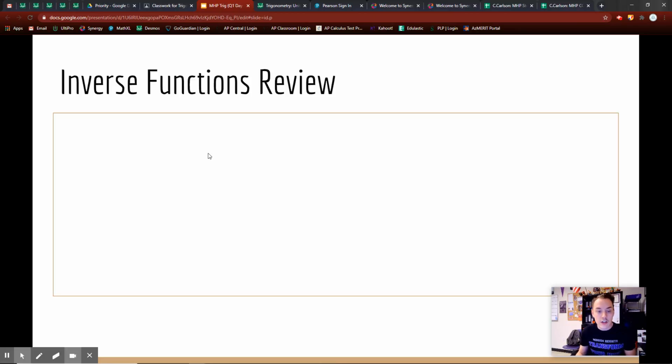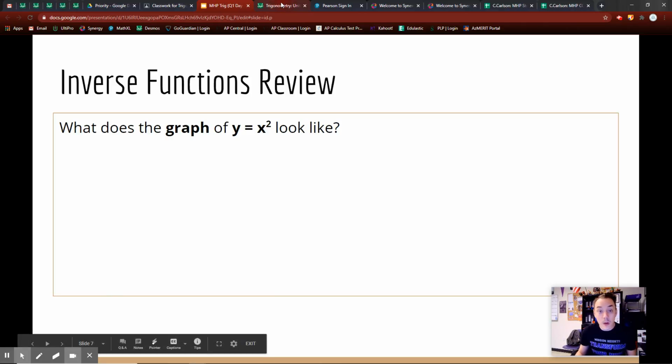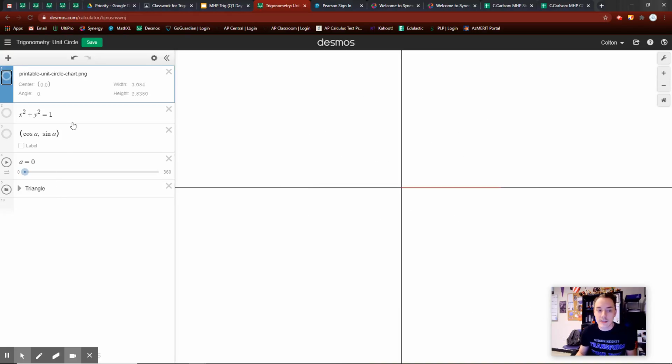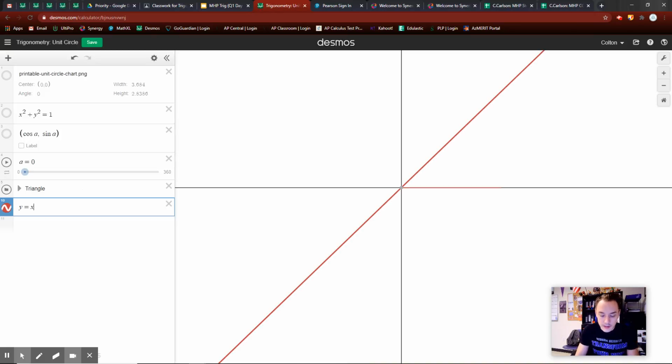All right, so let's review some algebra. What does the graph of y equals x squared look like? Well, kids, let's go to Desmos.com, where all your dreams come true. Now I'm going to shut all this off. This is just our unit circle, of course. But let's go to y equals x squared.